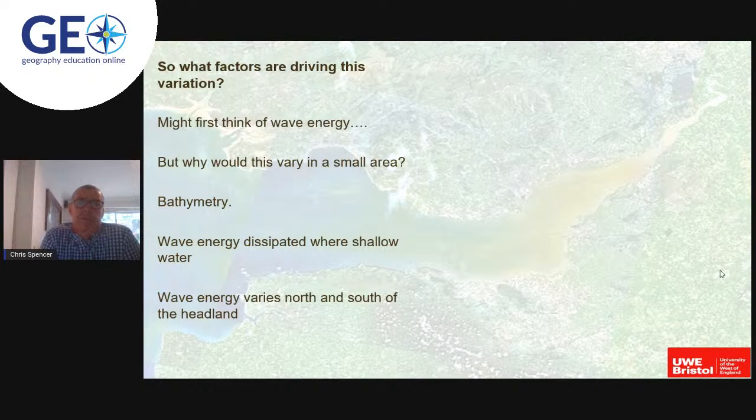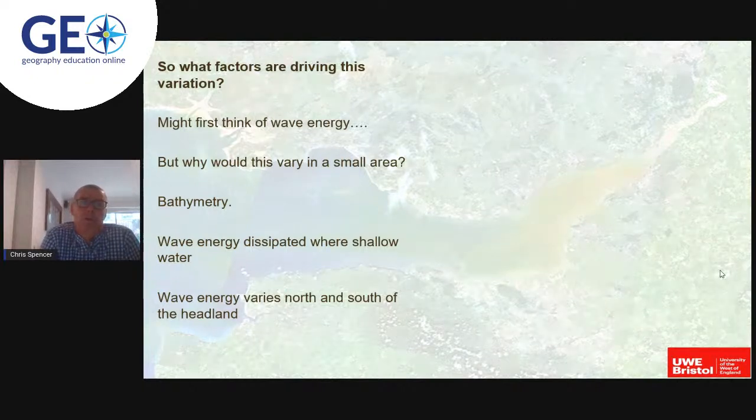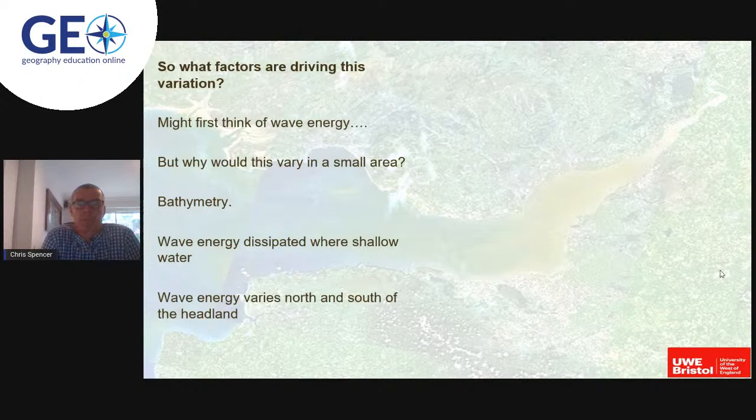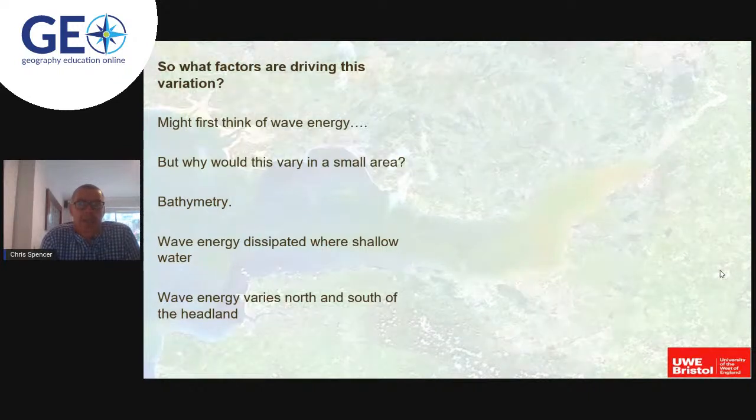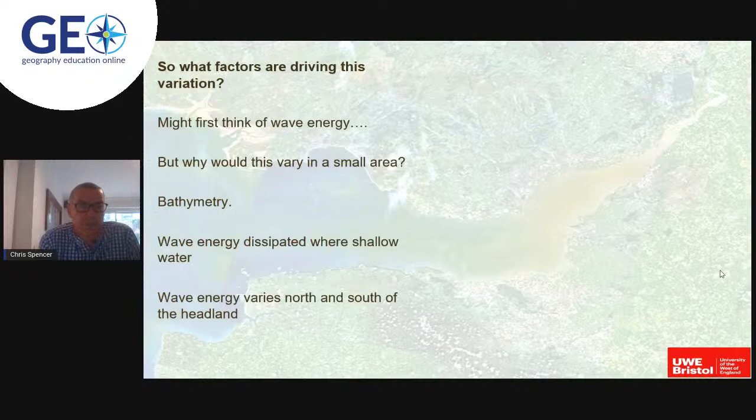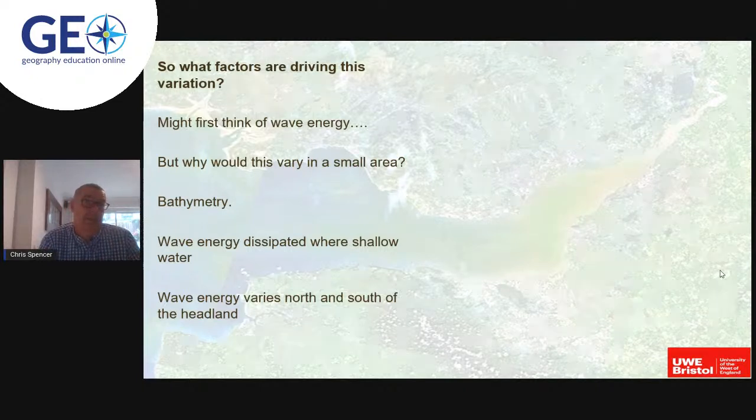So as a first thought, we might think, what factors are driving this variation? What are the key processes that could be giving us such differences? And I think a good place often to start, probably the most important energy source that we have at the coast, is wave energy. But then why would that vary over such a small area? Why in this very small zone would we get such a significant difference in wave energy such that we can get salt marshes and mudflats existing very close to eroding limestone cliffs?